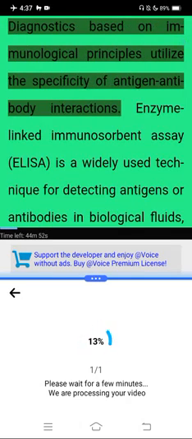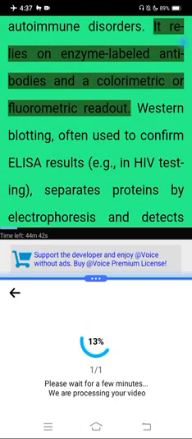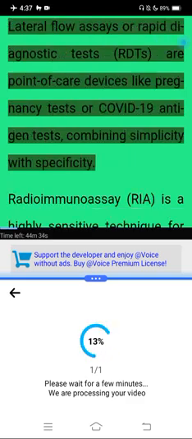Diagnostics based on immunological principles utilize the specificity of antigen-antibody interactions. Enzyme-linked immunosorbent assay (ELISA) is a widely used technique for detecting antigens or antibodies in biological fluids, used for diagnosing infections, HIV, hepatitis, allergies, and autoimmune disorders. It relies on enzyme-labeled antibodies and a colorimetric or fluorometric readout. Western blotting, often used to confirm ELISA results, e.g., in HIV testing, separates proteins by electrophoresis and detects them using labeled antibodies.